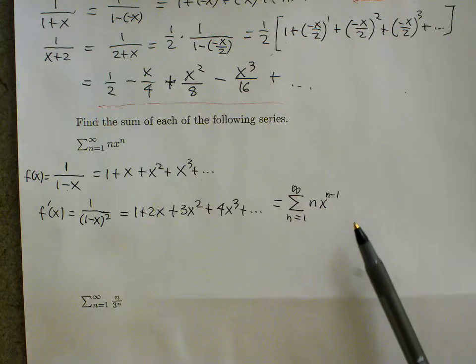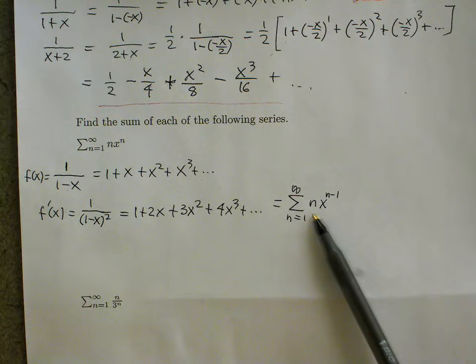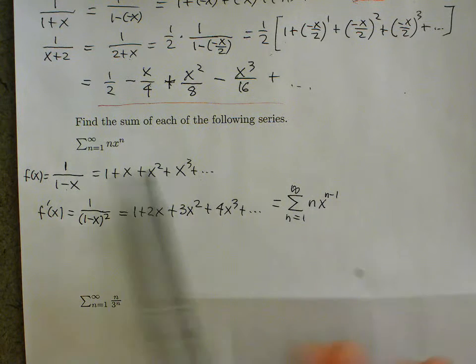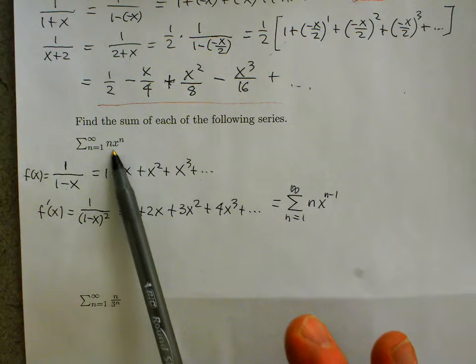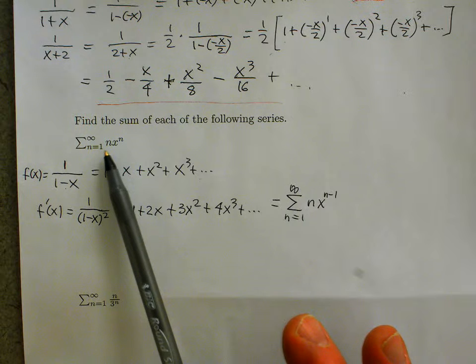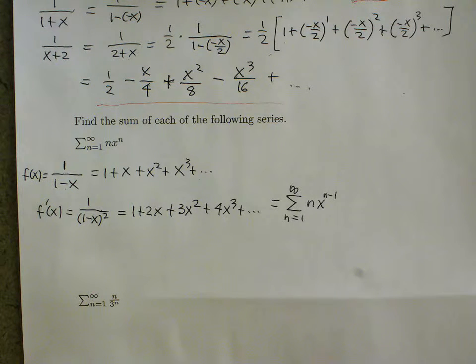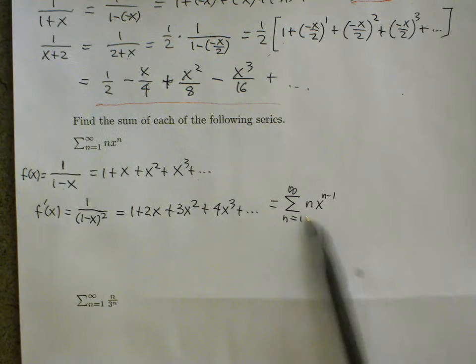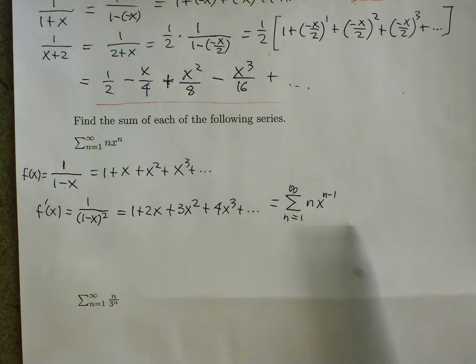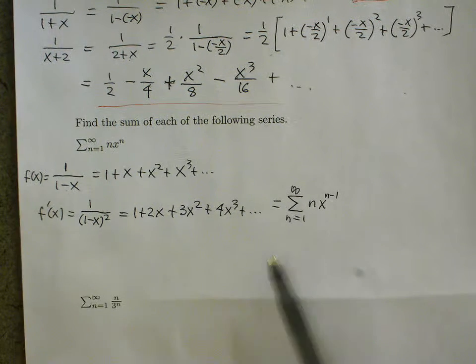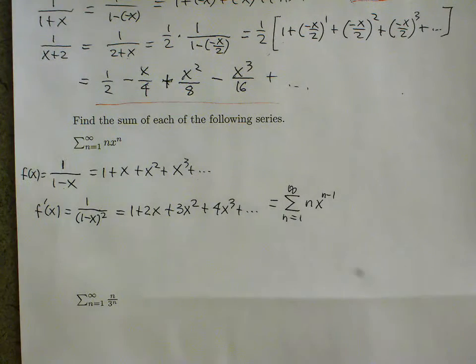Okay, when you compare this one, where the terms are n times x to the n minus 1, with the terms of this series up here, where the terms are n times x to the n, is there something that we can do? Multiply every term by x. Yeah, multiply every term on this series down here by x, and that will give us that series up there.